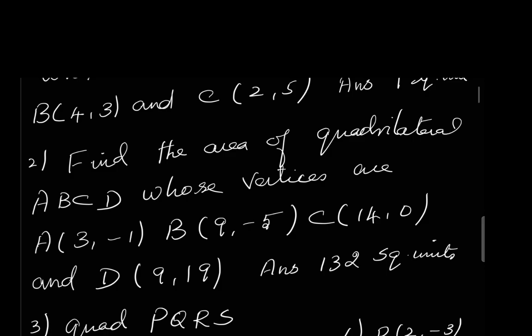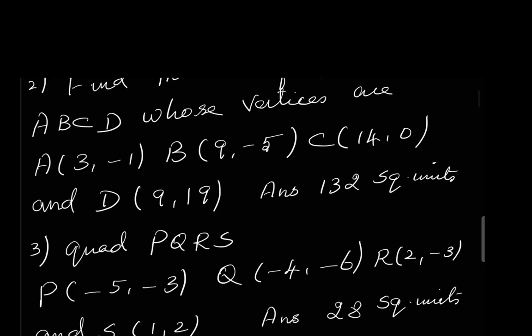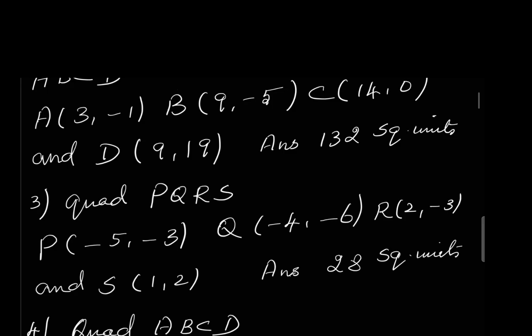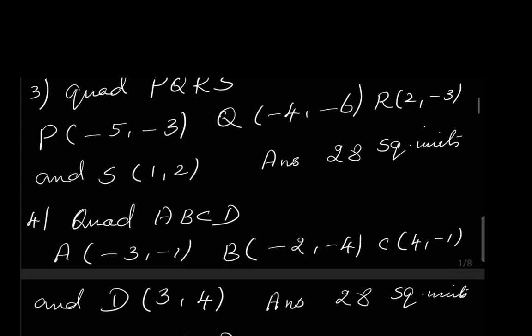See, next question is find the area of the quadrilateral ABCD whose vertices are A (3, -1), B (9, -5), C (14, 0) and D (9, 19). The answer for this question is 132 square units. Just plot the points in the xy plane and then find the answer. You will get this answer as a positive value. Then second question, quadrilateral PQRS. P, Q, R, S are given. Answer for this question is 28 square units.